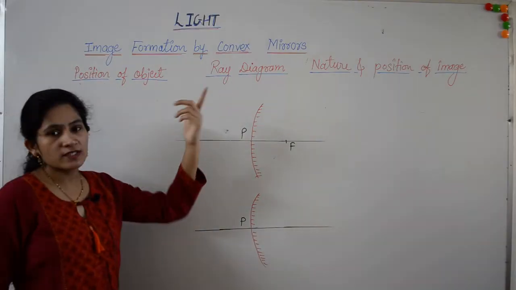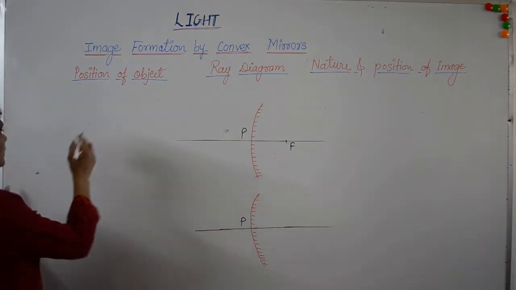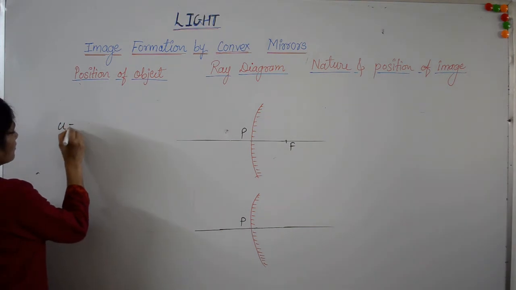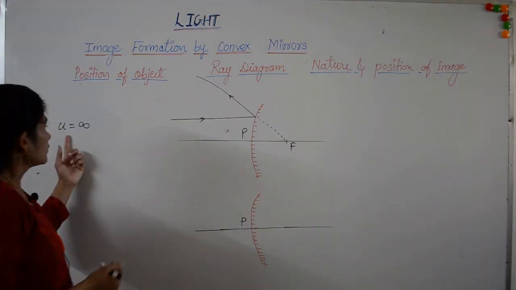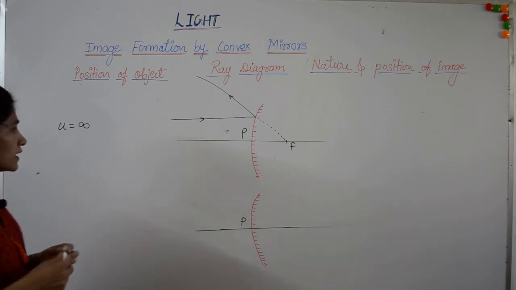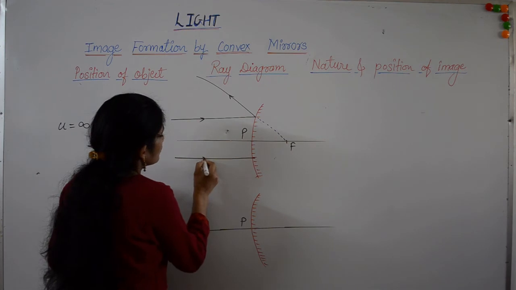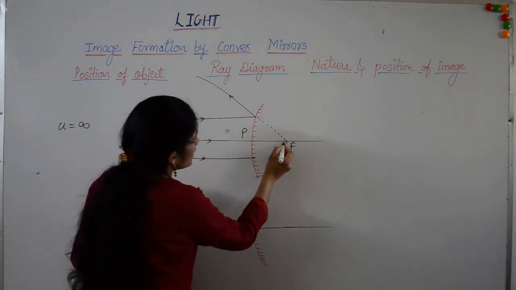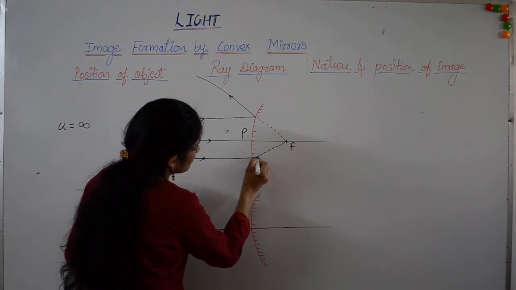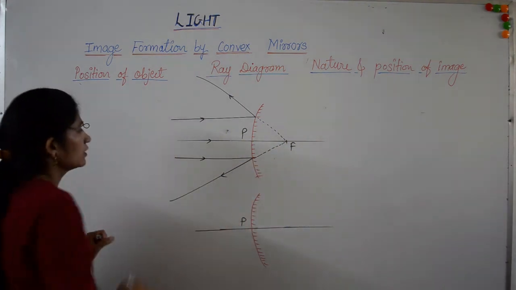Image formation by convex mirror. So there are only two cases. First case, when the object is at infinity. This u is the object distance. When the object is at infinity, then the rays are taken as parallel. So when a parallel beam of light is incident on this convex mirror, then it appears to diverge from the principal focus. So this is the reflected ray.